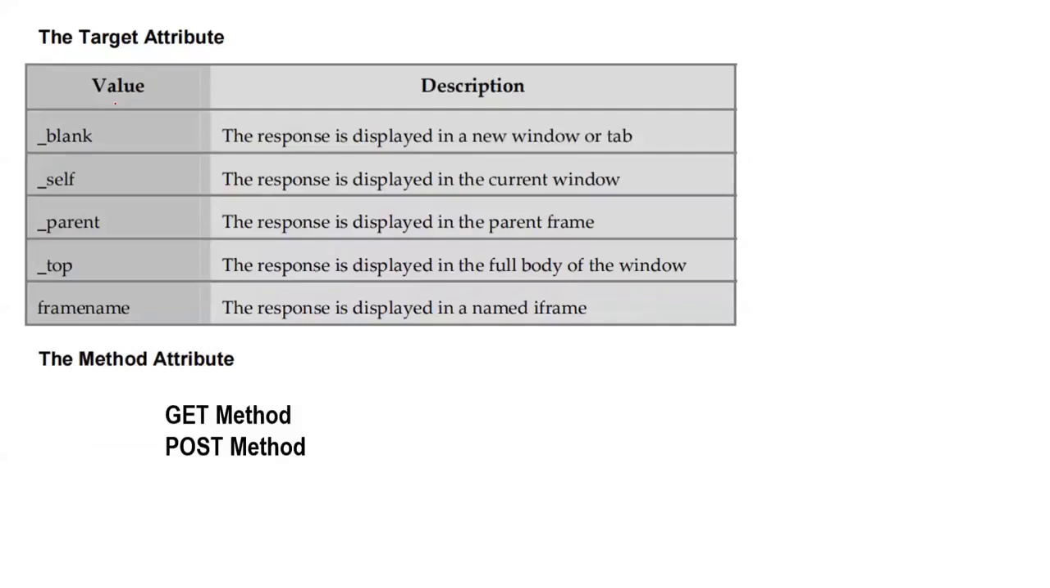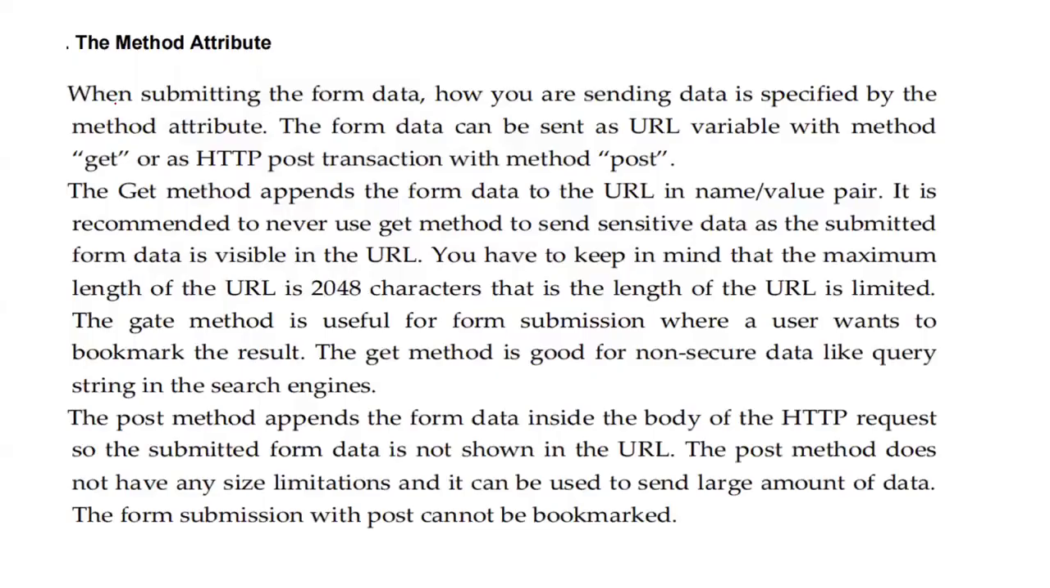Next, you have your method attribute. The method attribute is very important when you consider in which format the form action is to be submitted. That is divided into the get and post methods. So what do get and post do? What is the difference between get and post? All this will be seen in this slide. When you're submitting the form data, you are sending the data using the specified method attribute. Your form data can be sent as URL variables with method get, or as an HTTP post transaction with method post.